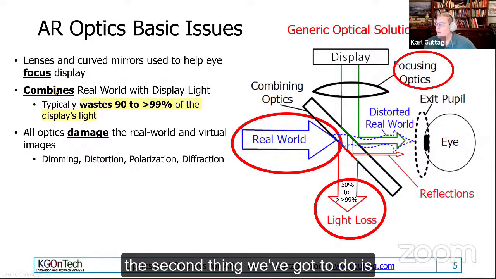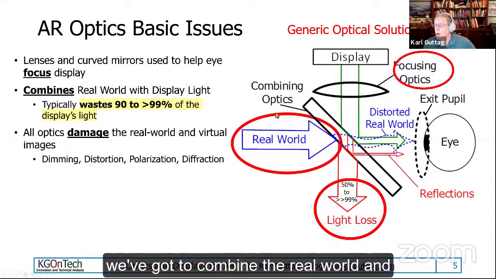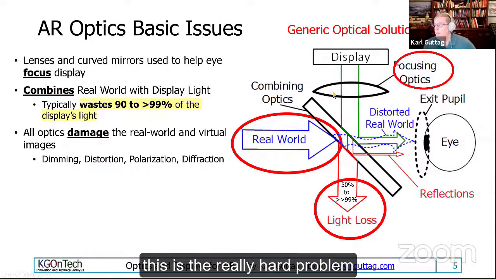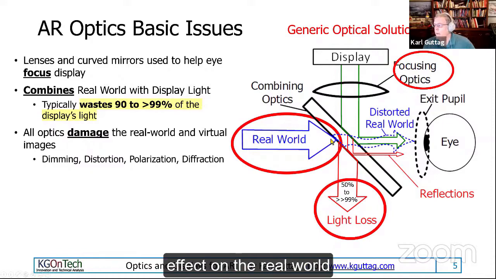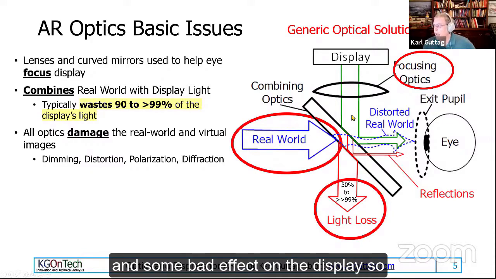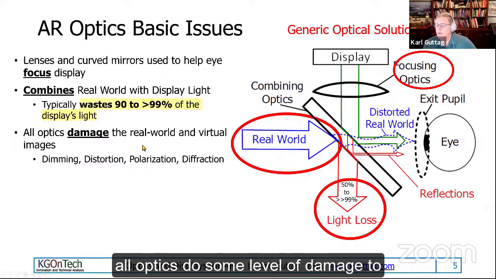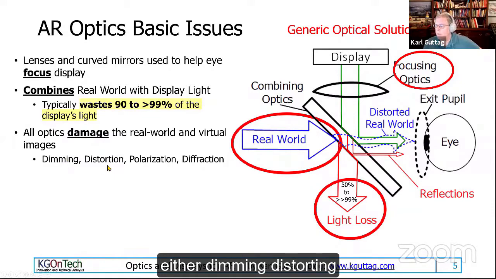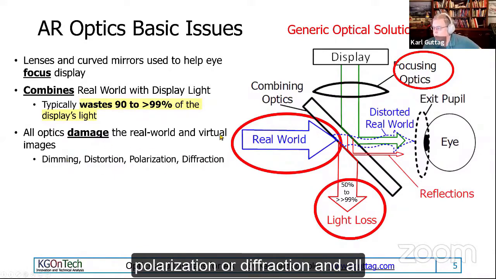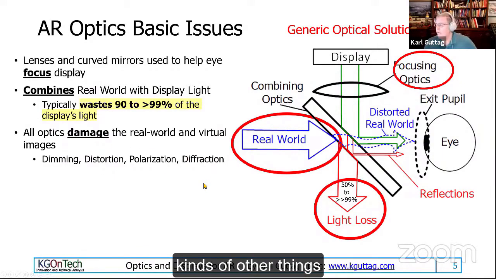The second thing we've got to do is combine the real world. And this is the really hard problem. Whatever we do for combining optics, and this is meant to be very generic, it's going to have some bad effect on the real world and some bad effect on the display. So all optics do some level of damage to the real world and the virtual image, either dimming, distorting, polarization, or diffraction, and all kinds of other things.